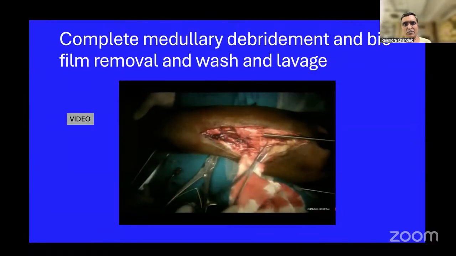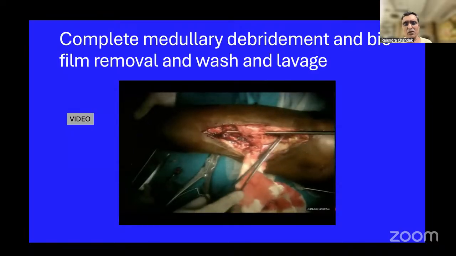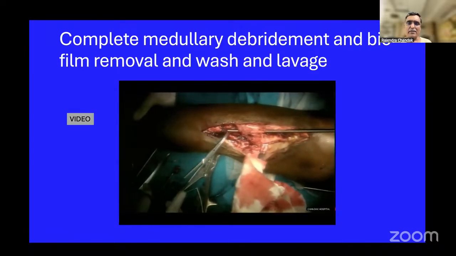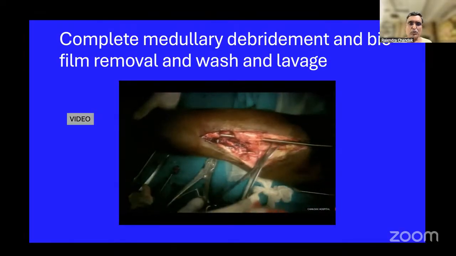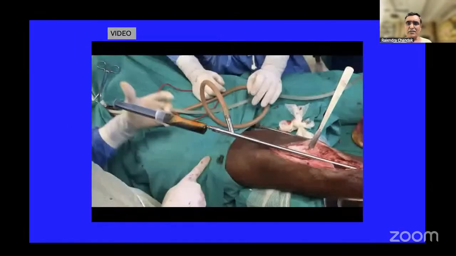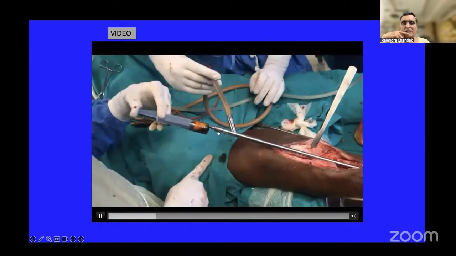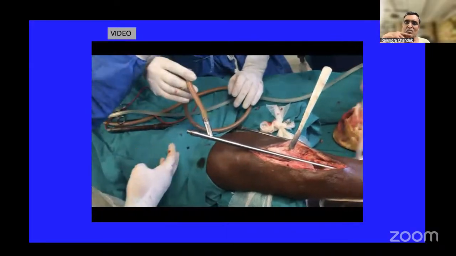So here we see a patient who was post-operative around 3 months down the line, and then we had done a complete debridement, removed all the necrotic tissue. For wash lavage, I like to use this Y connection, and this is a very useful tool where we can put this onto suction and you can wash the medullary cavity with saline and peroxide.